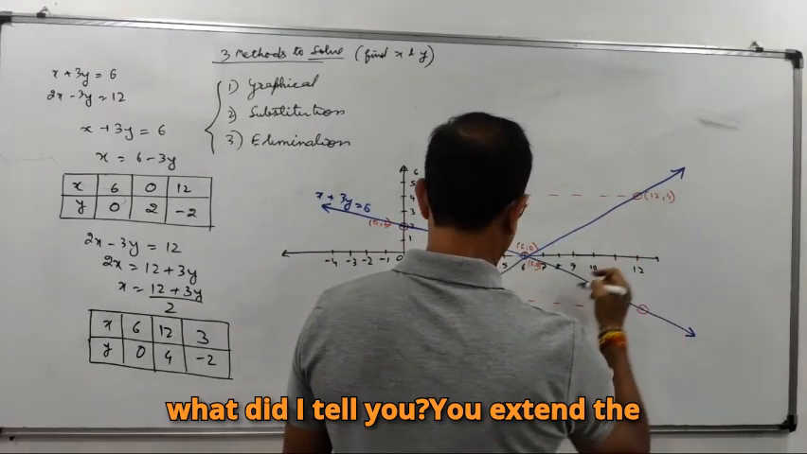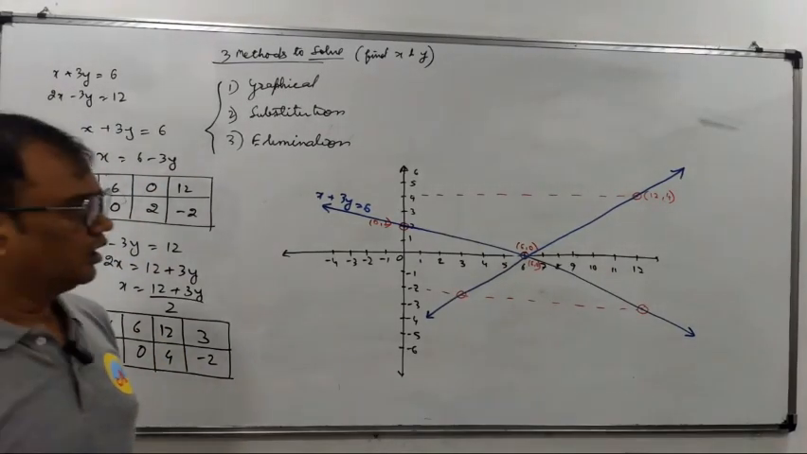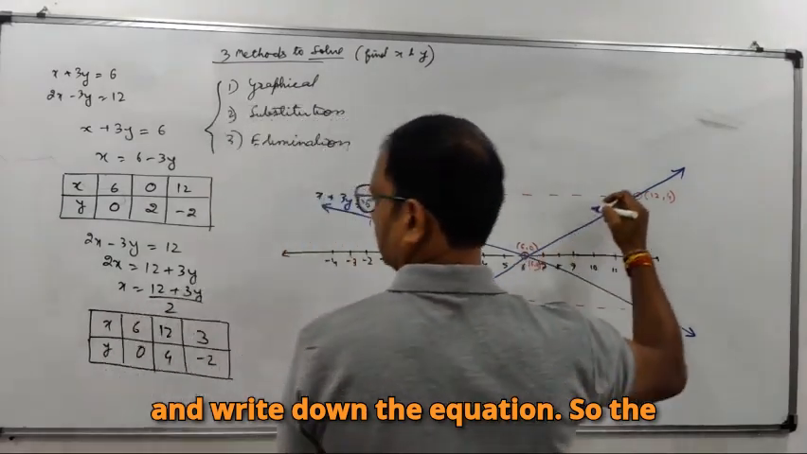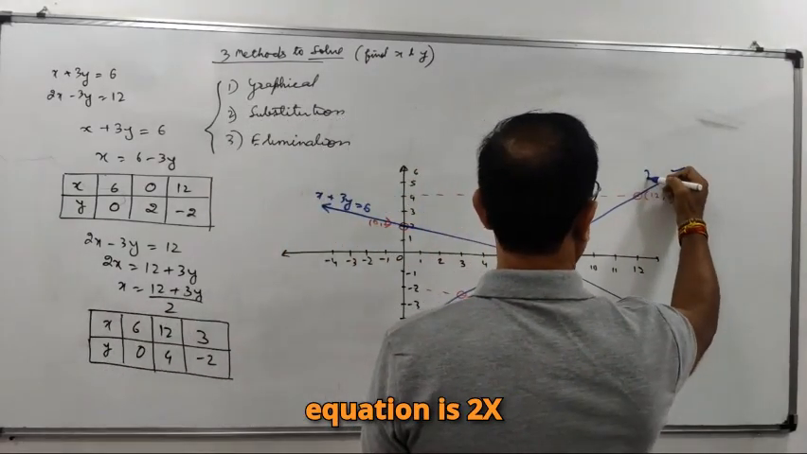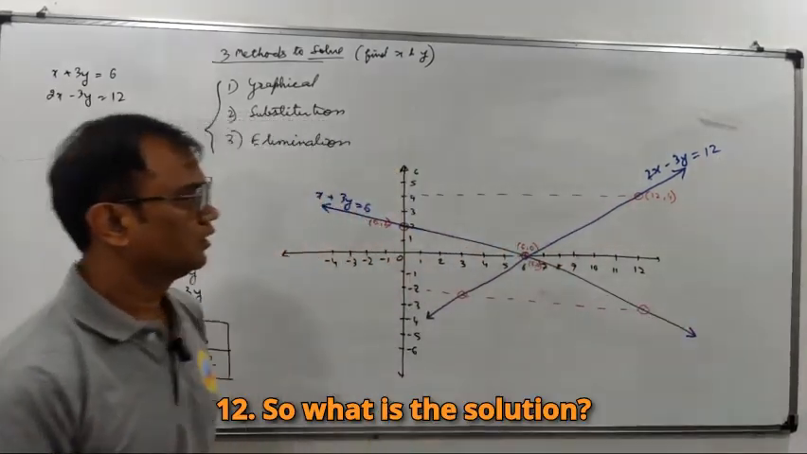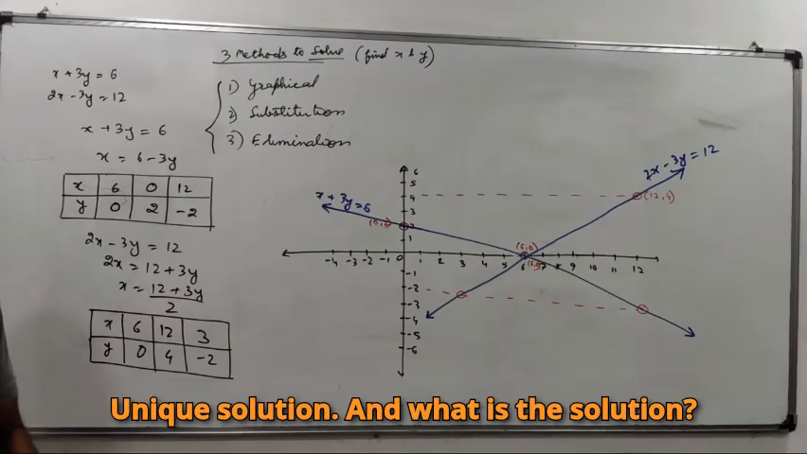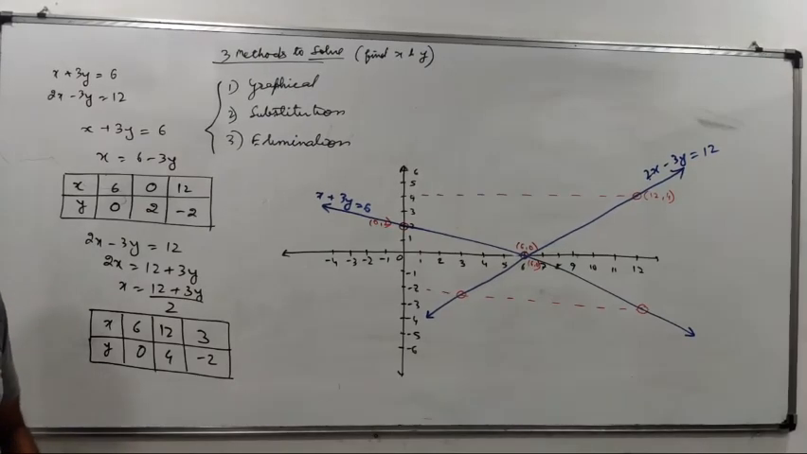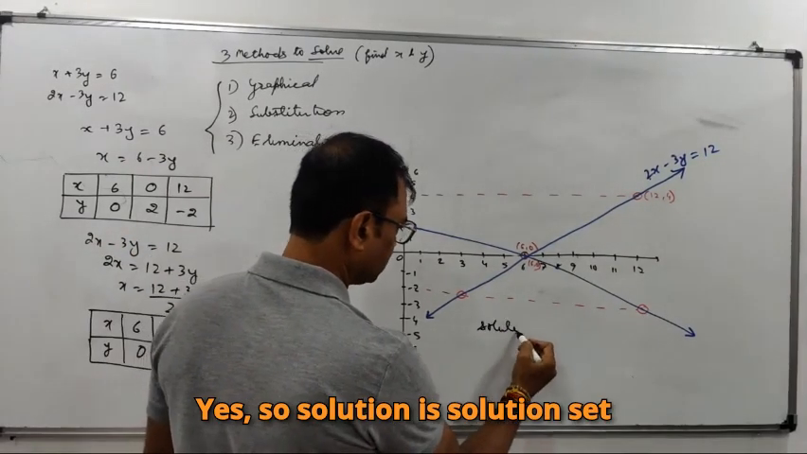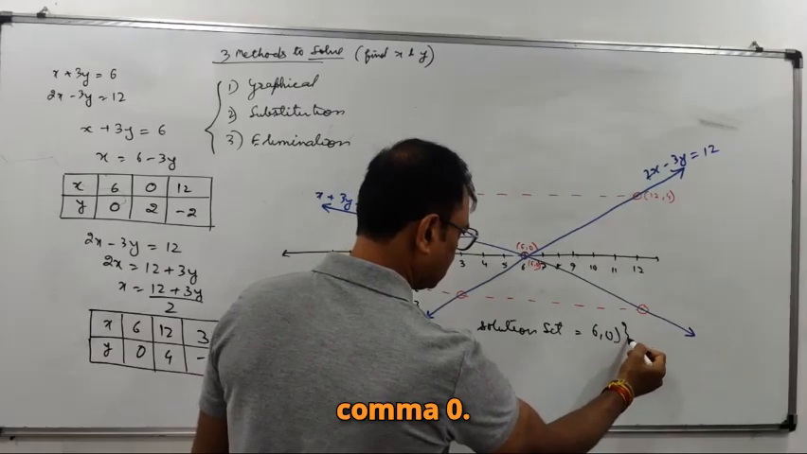what did I tell you? You extend the lines, mark the arrows at the end, and write down the equation. So the equation is 2x minus 3y equal to 12. So what is the solution? Unique solution. And what is the solution? Yes, so the solution set is 6 comma 0.